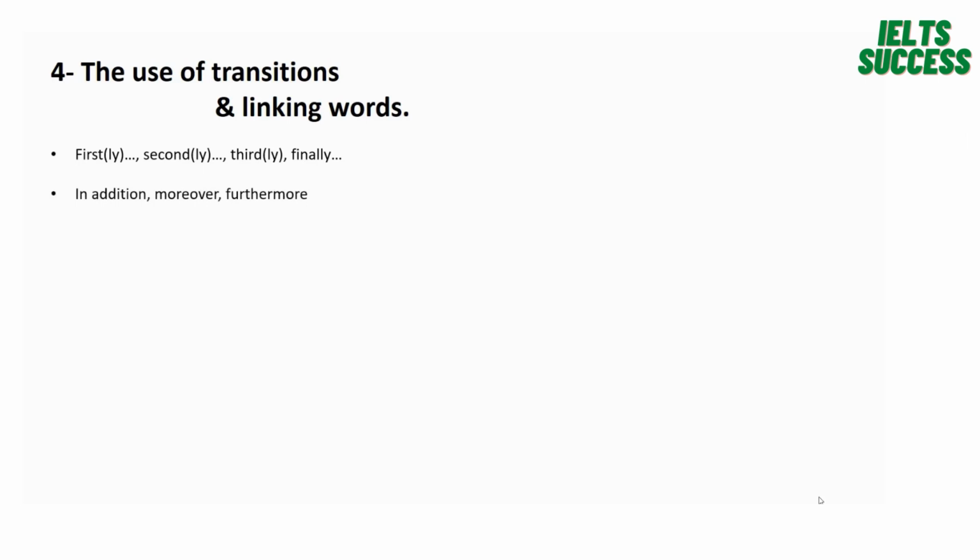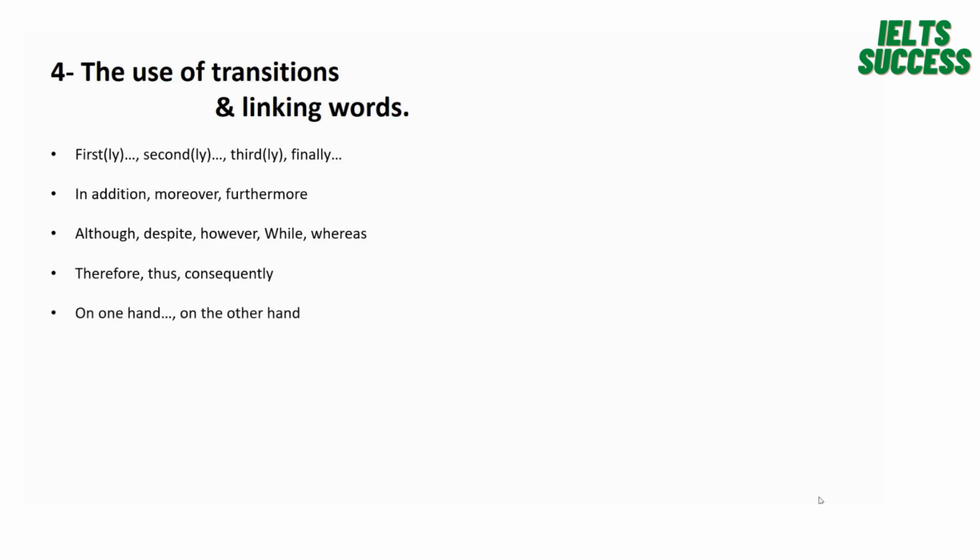In addition, or moreover, or furthermore, when we add more information. Although, despite, however, while, and whereas, when we have contrast or contradictory ideas in sentences. Therefore, thus, consequently, when we have a result of something. On one hand, on the other hand, when we have two contradictory paragraphs, and they are very good to start your paragraph with. For instance, for example, as a clear example, of course, when we exemplify or give examples, to illustrate, in other words, namely, when we explain what the idea is about, when we want to add more explanation.